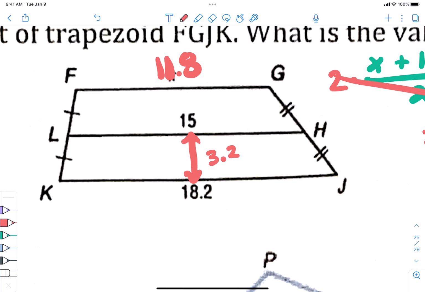3.2, right? If you take 18.2 minus 15, okay, now take 15 minus 3.2, you get 11.8, right? Makes sense? They should be the same distance apart. If that's in the middle, they should be the same distance apart, right? So 3.2 is the difference between the middle and the bottom. 3.2 is going to be the distance between the middle and the top, right? It should also be 3.2. So there's a little shortcut for you if you want to do it that way.